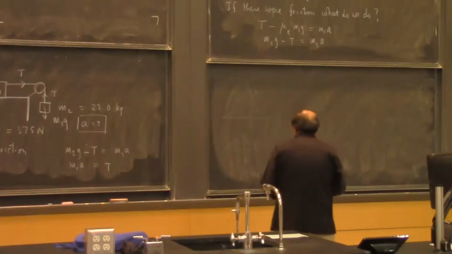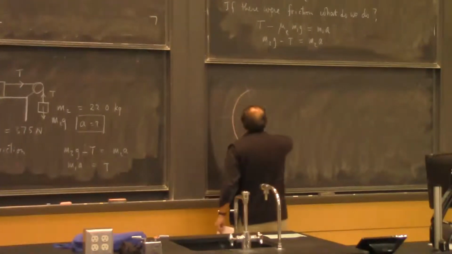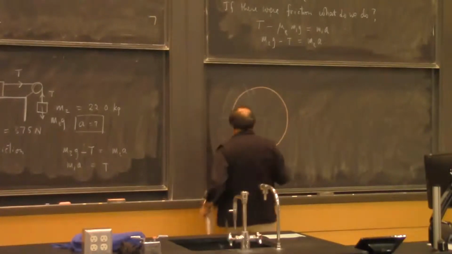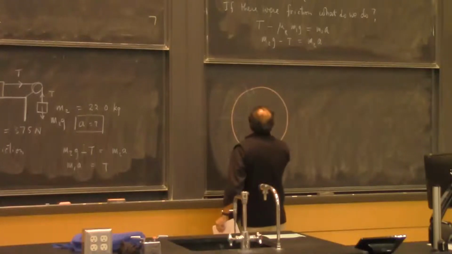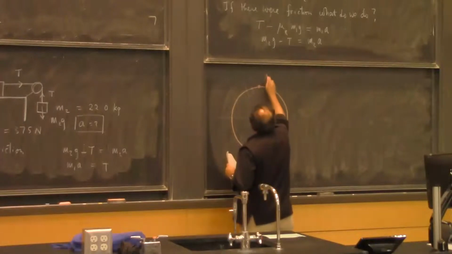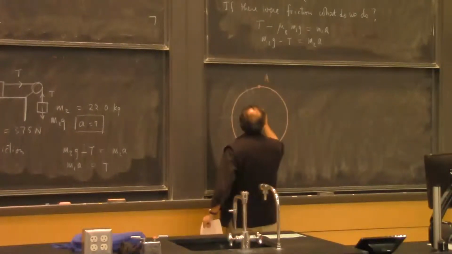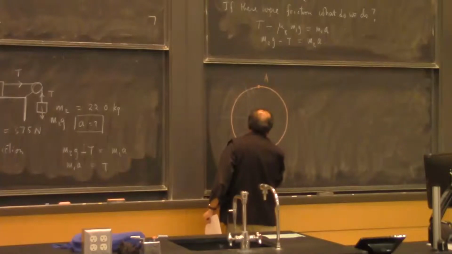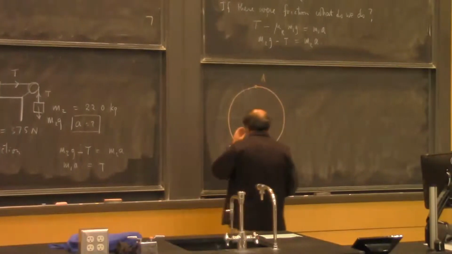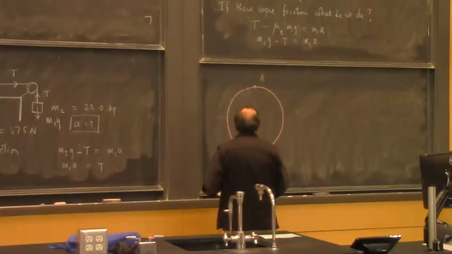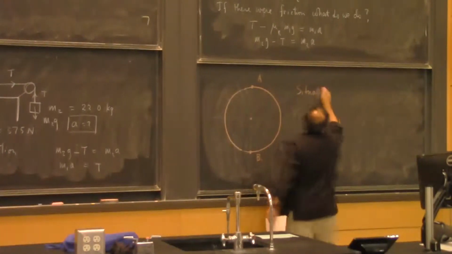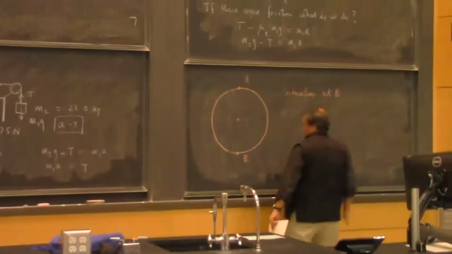So here you are swinging the rock, a rock going around. And let's say we take two positions, position A, which is the highest point, and position B, which is the lowest point. Okay? And of course there is a string. So let us first evaluate the situation at B, which is the lowest point.